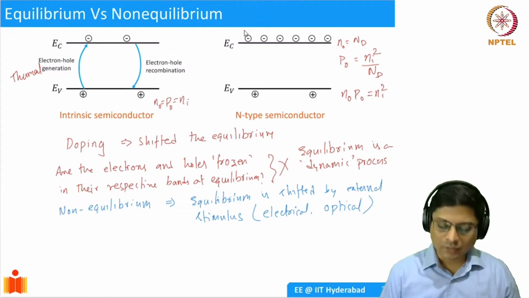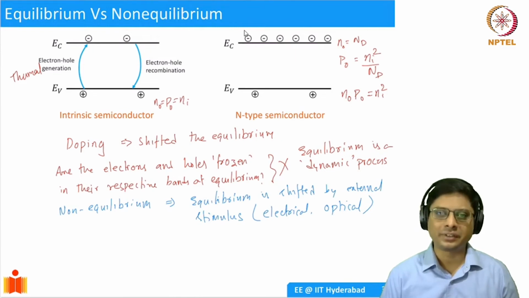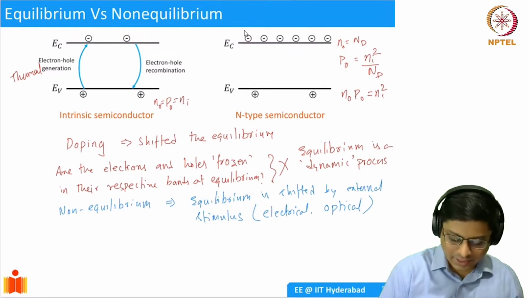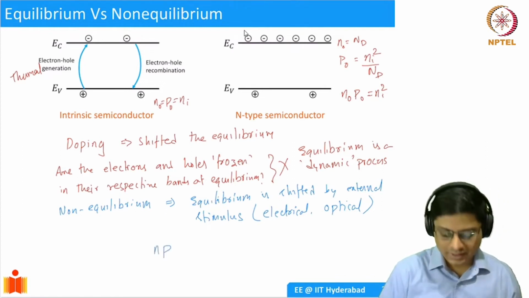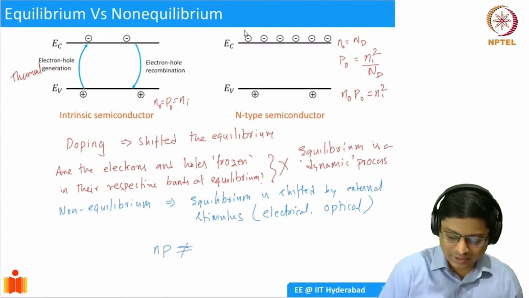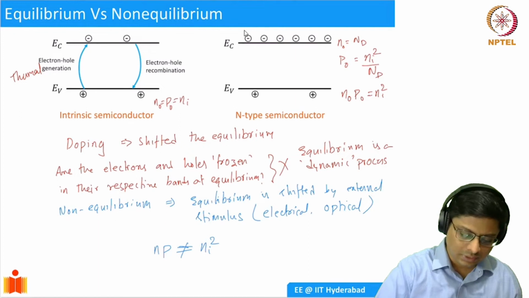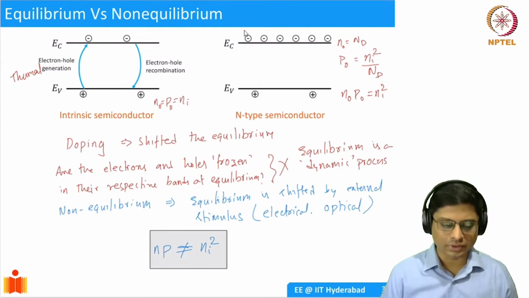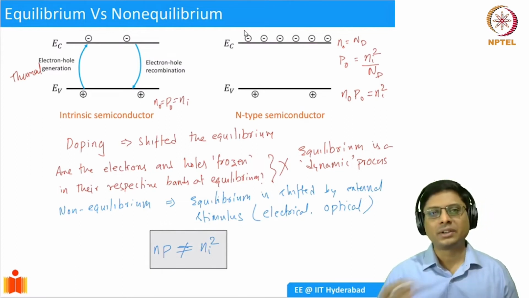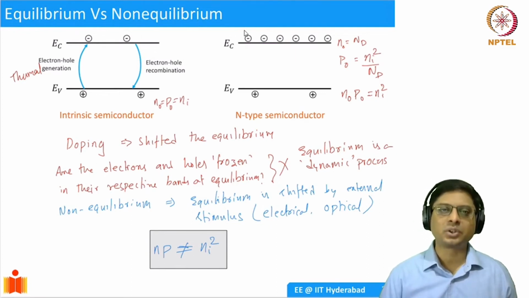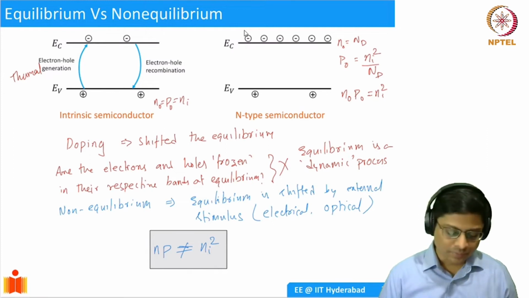One of the ways to identify a non-equilibrium situation is when you have the product n times p not equal to ni squared. We'll take an example and show you this. So this is how you can characterize it. Whenever you have an equilibrium situation, you have n0 p0 equal to ni squared. And if you have a non-equilibrium situation, the np product is not going to be ni squared.